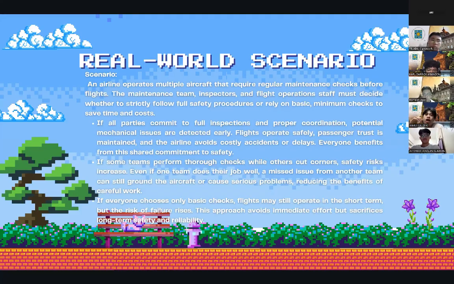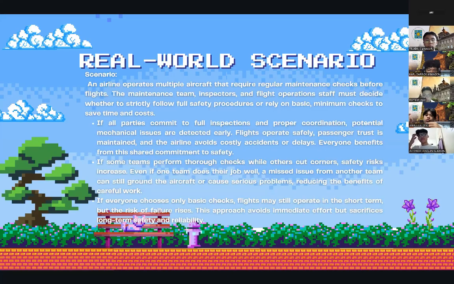The airline knows its own safety standards, but passengers don't. So to solve this, airlines use signals. This includes certification, newer aircraft, a strong safety record, training, and uniform use.